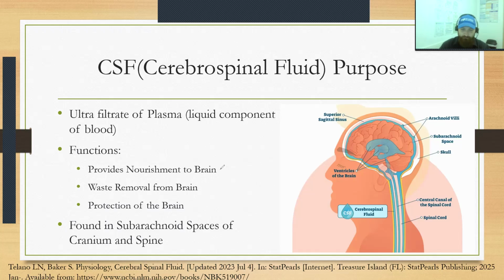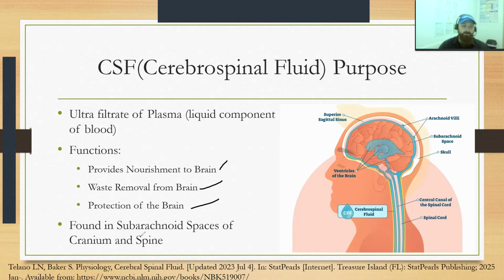Well, it provides nourishment to the brain. It facilitates waste removal from the brain. Think about it. Anything that takes input, like the minerals, the glucose, the oxygen, creates waste. And so cerebrospinal fluid helps maintain that cycle. And also it provides another layer of protection for the brain. So think about it as another one of those fluids that is helping keep the brain stable.